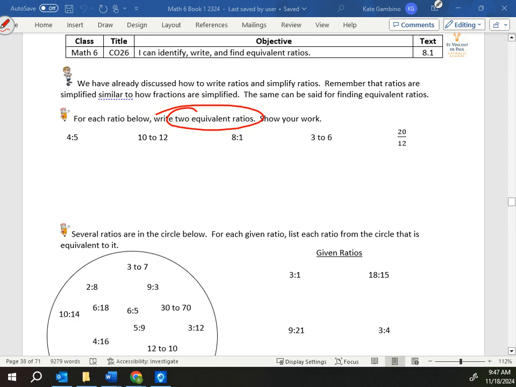Whatever works for you, make sure you do 2 different sets of equivalent ratios. So read the directions carefully. Do we have to simplify equivalent ratios? No, it's the one time I say do not simplify. Right? Equivalent fractions, equivalent ratios, we do not simplify those, because otherwise they'll all be the same.